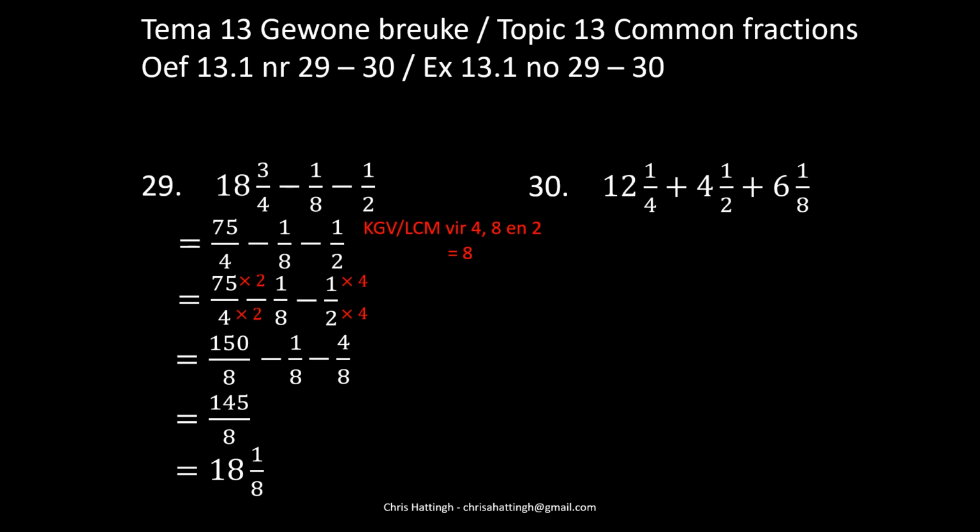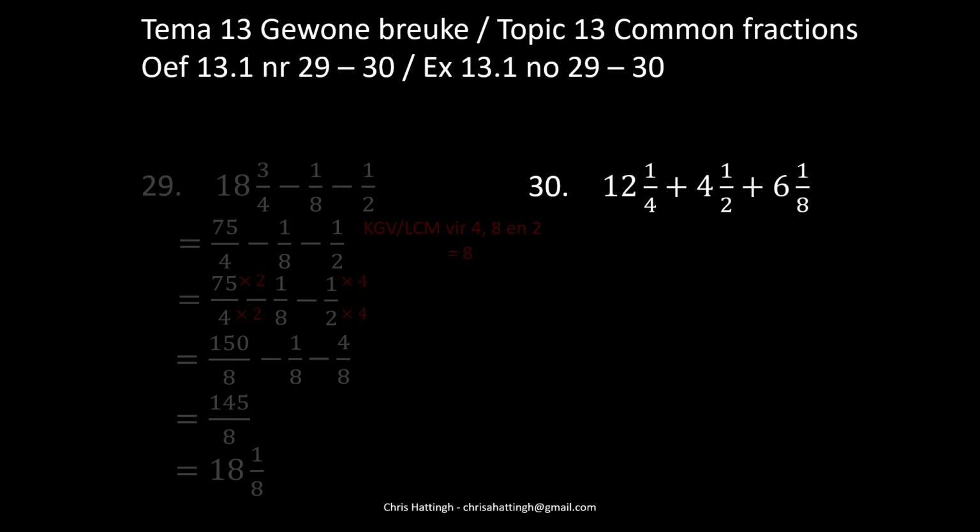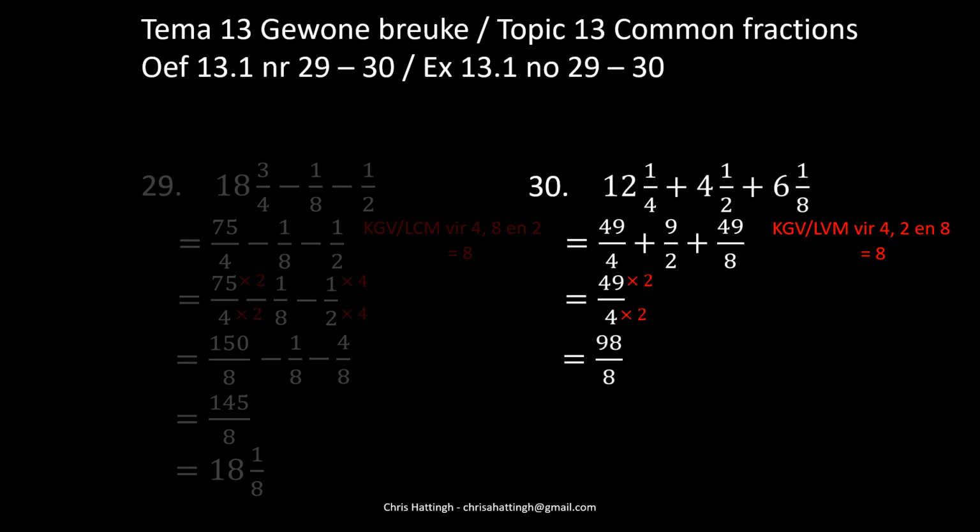Number 30, convert to improper fractions. It's going to be 49 over 4, 9 over 2, and 49 over 8. Find your LCM. That will be 8. So for the first one, you're going to multiply by 2. It's going to be 98 over 8. For the second one, you're going to multiply by 4. That will give you 36 over 8.